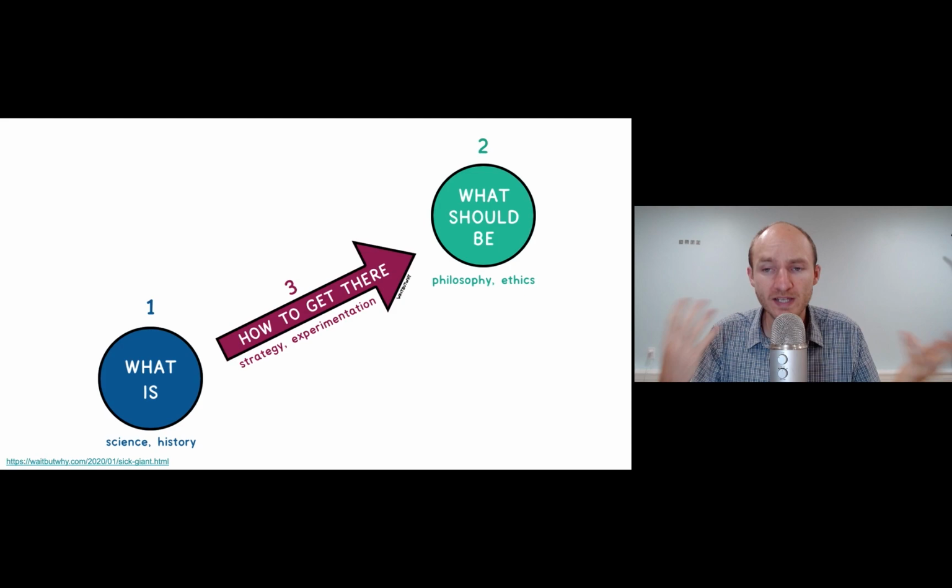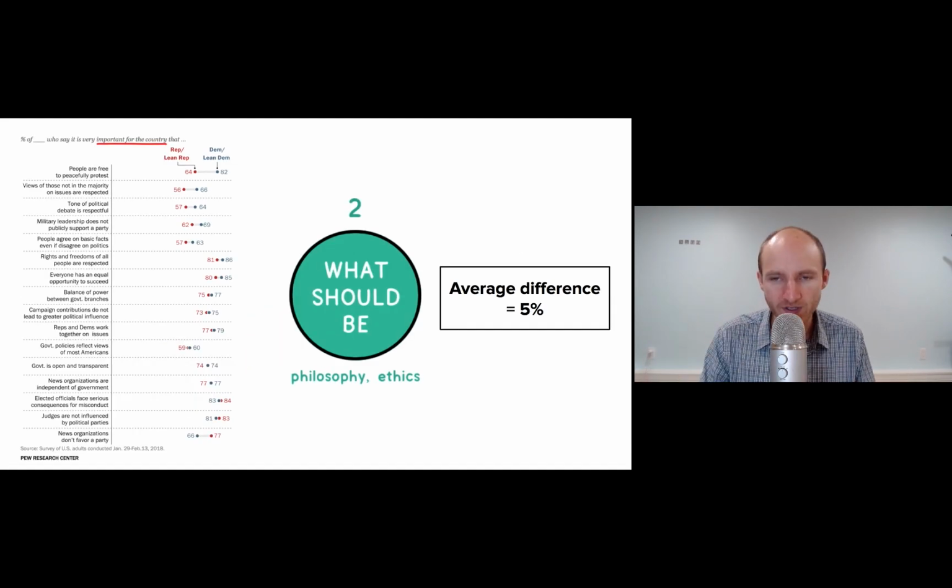And those are all places where you could agree or disagree with folks. And the cool thing is that in society, we agree a lot on what should be. So this is from Pew Research, a research thing where they asked Republicans and Democrats, the red and the blue, what they believe about what should be. And in general, they really agreed with each other.